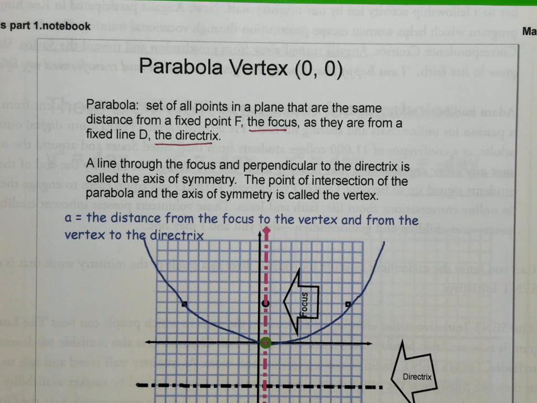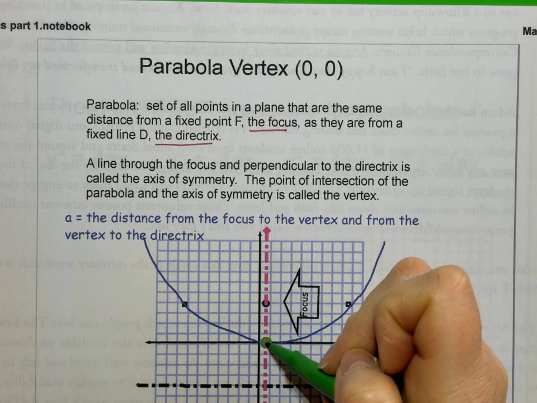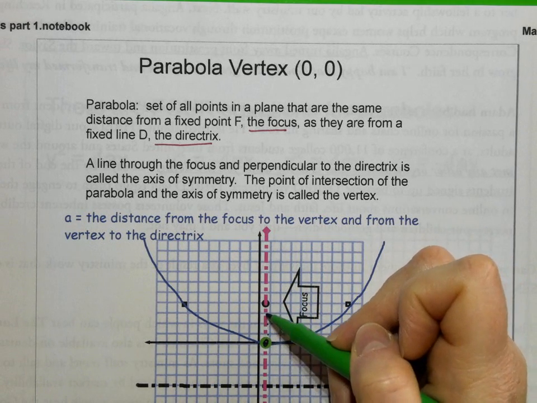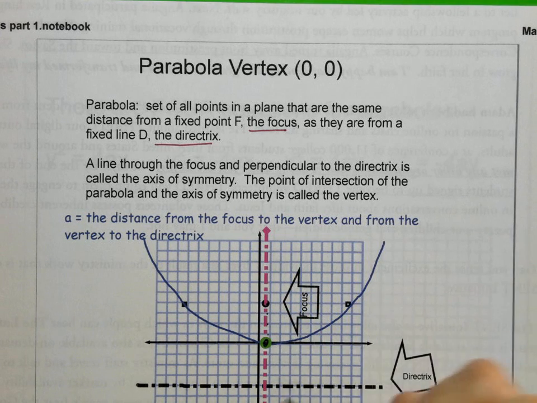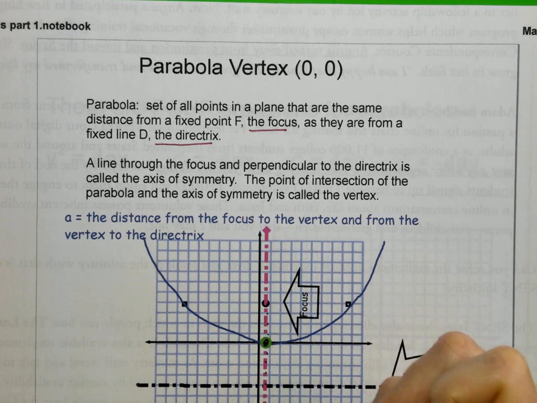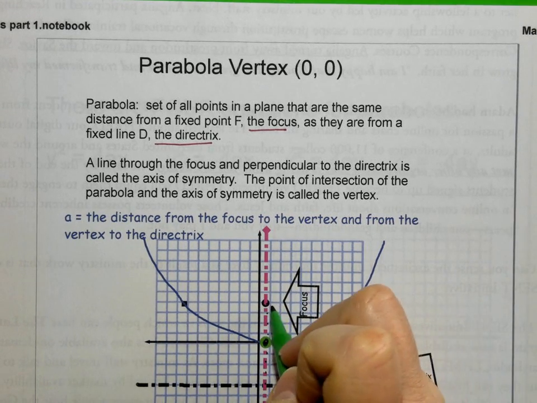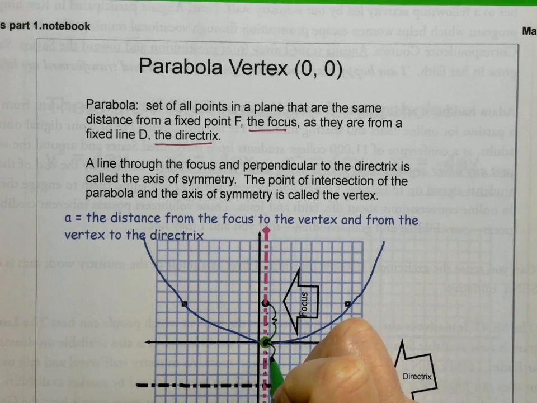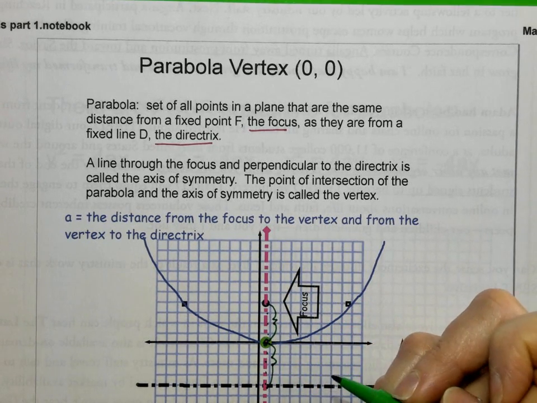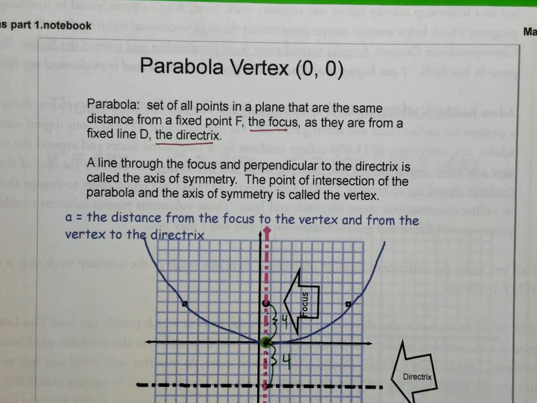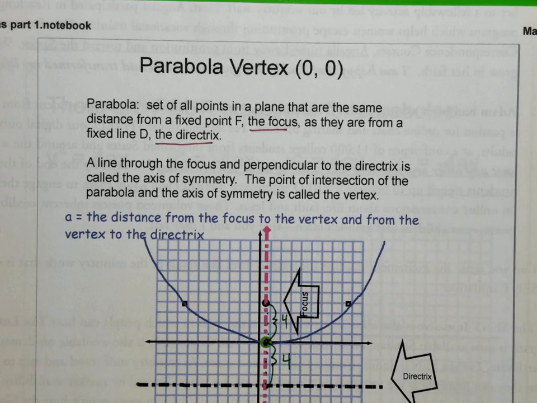So here's what's happening. If I count from my vertex, which is right here, up to my focus, it's 1, 2, 3, 4 boxes away. If I count from my vertex down to my directrix, 1, 2, 3, 4, it's 4 boxes away. So the distance here must equal the distance here by definition. Those two are equal. They are both 4. So we have the focus up here, and then we have the directrix down here.